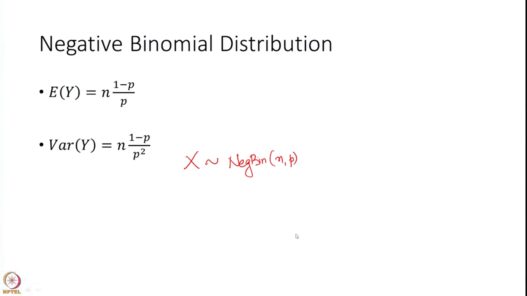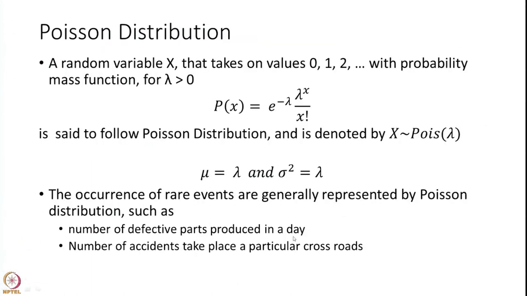Now we move on. The Poisson distribution, you denote it by x following Poisson with lambda. The mean value is lambda and the variance is also lambda. This is the specialty of this distribution, where the mean value and the variance are exactly the same. This can be one of the characteristics of this distribution when you are trying to identify a distribution.